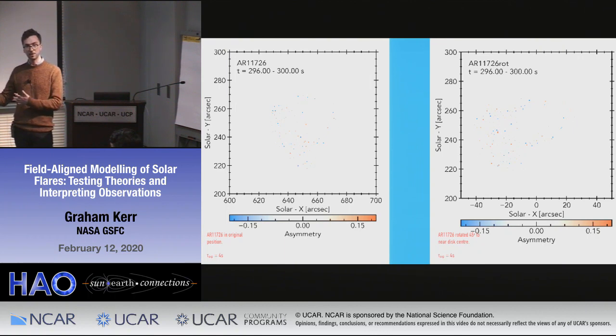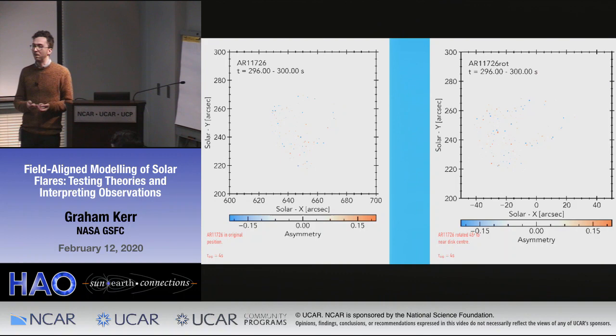So all we have here is thermal broadening. We've not included any turbulence or anything fancy. So this shows that thermal broadening alone with a superposition of loops is not enough to make a very symmetric profile, as is observed using IRIS.